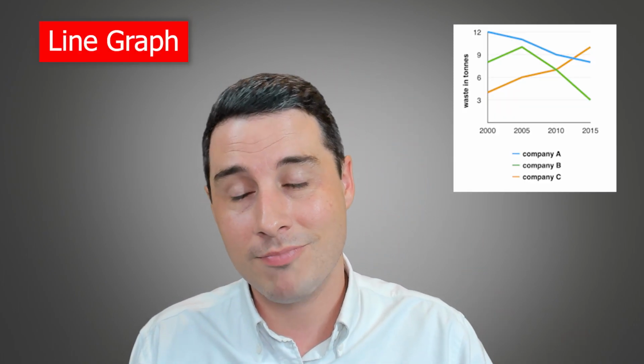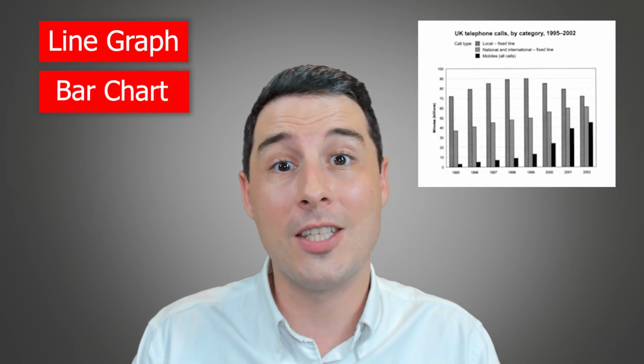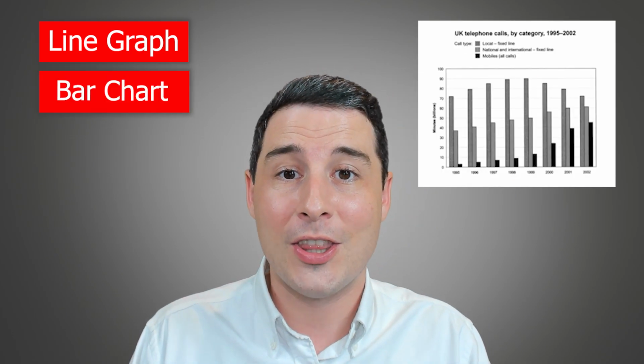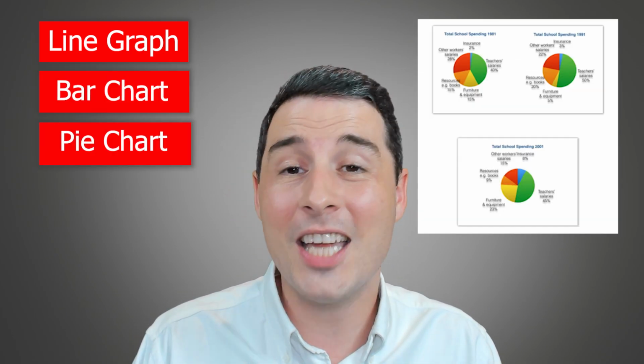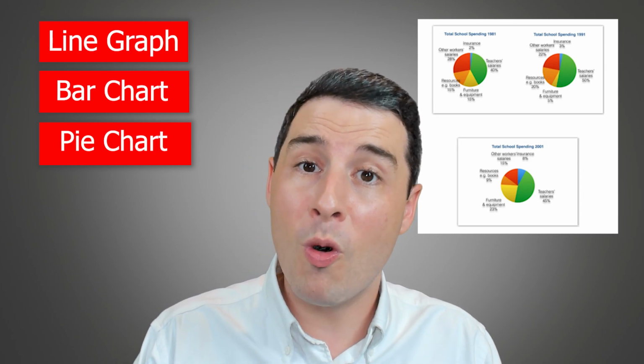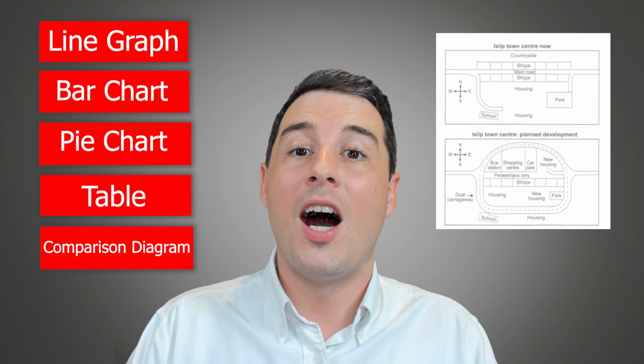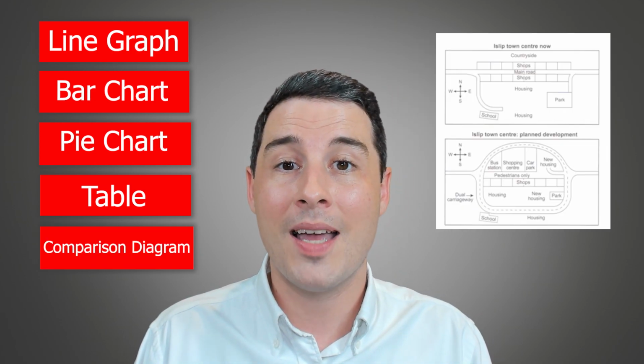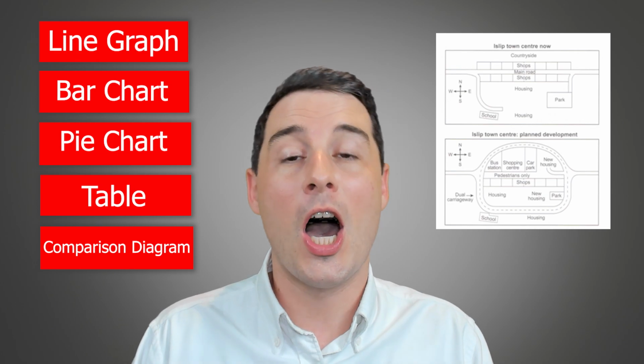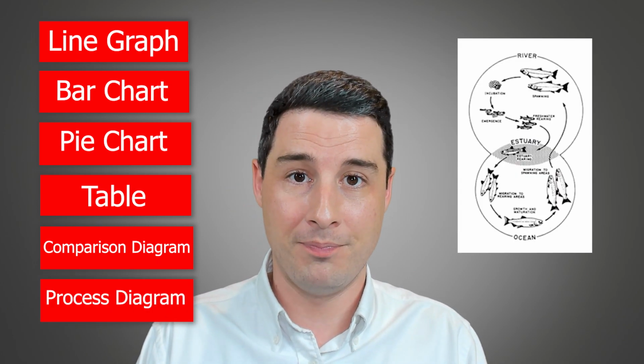Let's just quickly have a recap on those 6 different types of tasks to make sure you haven't forgotten. So the first type is a line graph. The second type is a bar chart. The third type, a pie chart. The fourth, a table. The fifth, a comparison diagram. And the sixth, a process diagram.